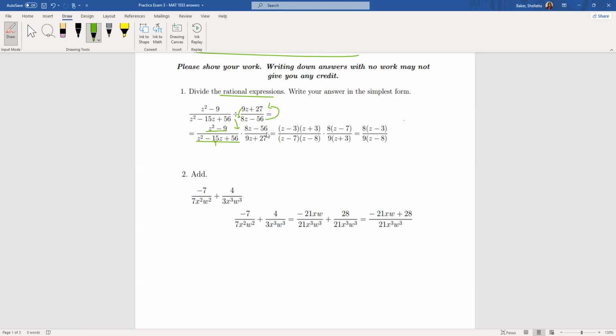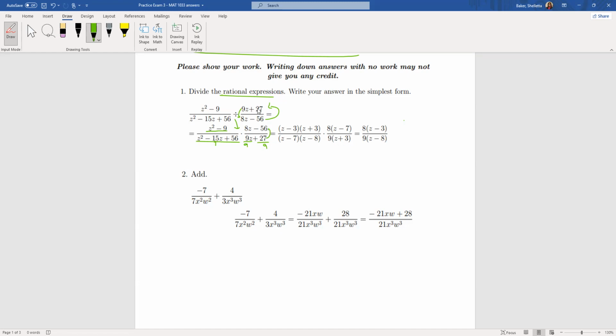Now, for the fraction that we took the reciprocal of, this 9z plus 27, we can factor 9. So we factored out that 9, we get z plus 3 in parentheses. Remember, when you factor out the 9, it's the same thing as us dividing by 9. In the numerator, we factored 8. So 8 from that 8z left us with z, and 8 from the minus 56 left us with minus 7.